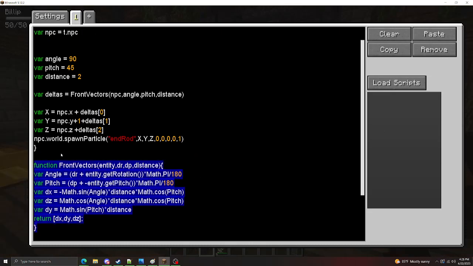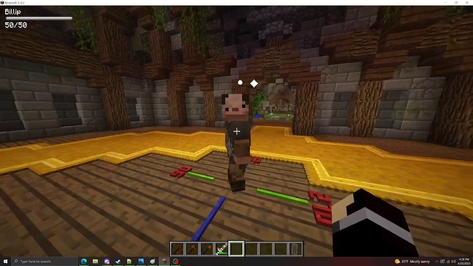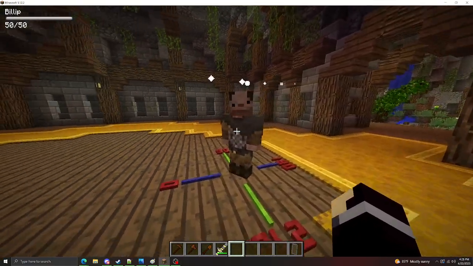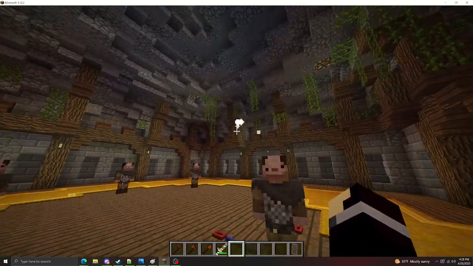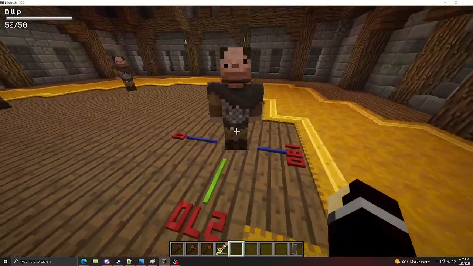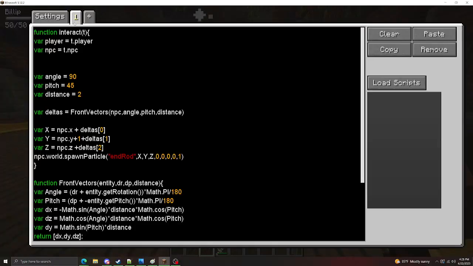Here's our function to get a point relative to an NPC wherever we want. See, as he turns, the point changes. If we have him look up by jumping, it also changes. It goes a little bit higher because it adds 45 to his current pitch. So it's going to go a little bit higher.